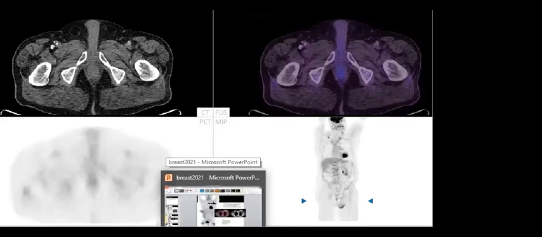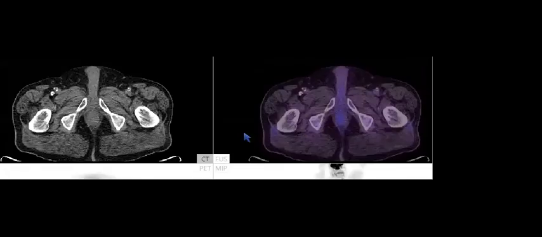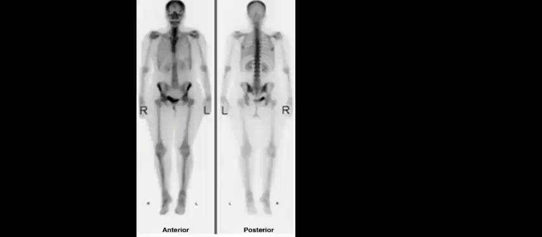Let's go for one or two cases. So, for example, this patient did a bone scan. Do you see any abnormality in the bone scan? No? Okay, that's good, Ivan.